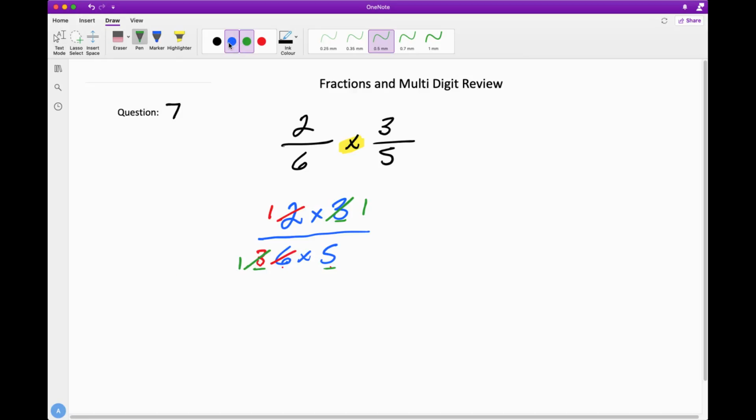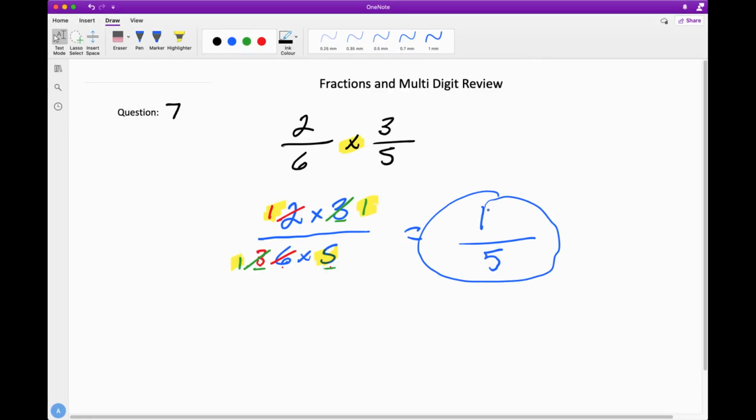And now I can go ahead and multiply what is left over. What is left over is this 1 times this 1. Well, we know 1 times 1 is equal to 1. So I'll say 1. And now we have this 1 times 5, which is 5. So our final answer is 1 over 5.